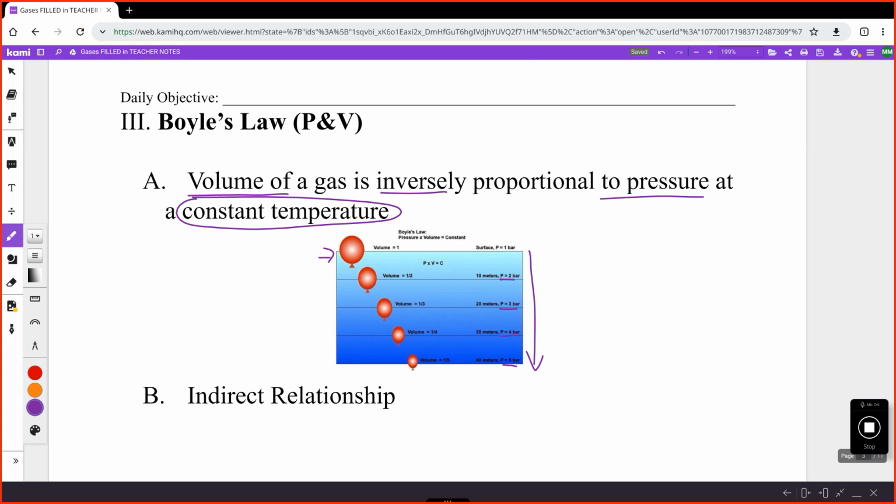Because in these balloons, right, over the distance, we are taking a small amount of pressure and doubling it, and then tripling it, and then quadrupling it. And as this force continues to get exerted on gas, it pushes the particles closer together.